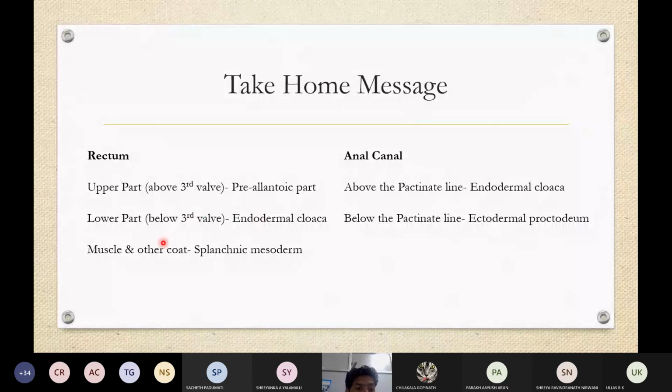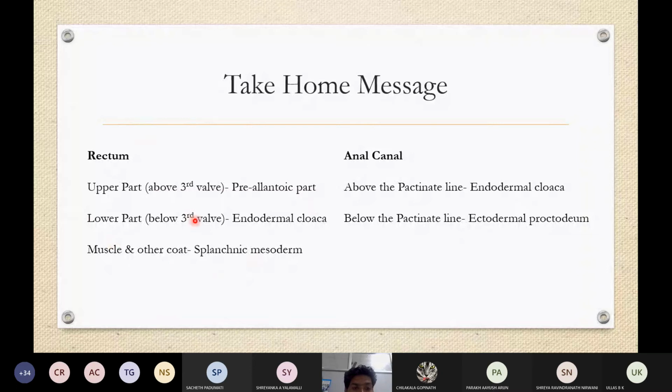Okay, and muscles and other coats of the rectum. This is actually the inner lining epithelium, the mucosal lining of the rectum, that I'm talking about here. The surrounding coats of muscles, connective tissue and other tissues will be developed from splanchnic mesoderm. So in the rectum we see mesoderm and endoderm in combination developing into the rectum.